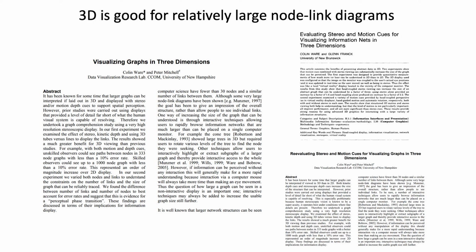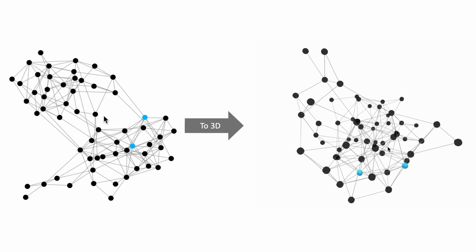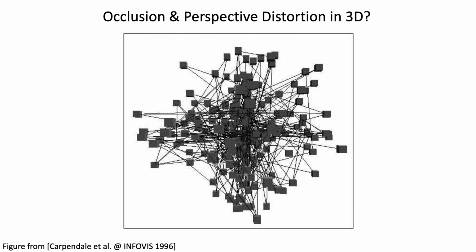Colin Ware et al. conducted a series of user studies and found that people could complete network analysis tasks more accurately with 3D diagrams rather than 2D diagrams. Rendering node link diagrams in 3D versus 2D provides one additional dimension and extra display space, better managing visual clutter. However, larger displays alone are not necessarily more effective due to occlusion and perspective distortion.